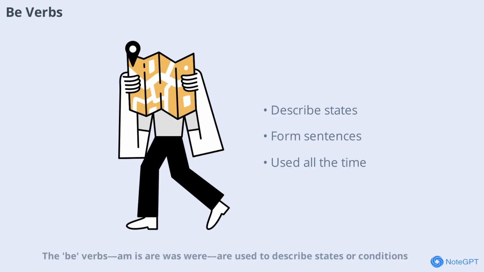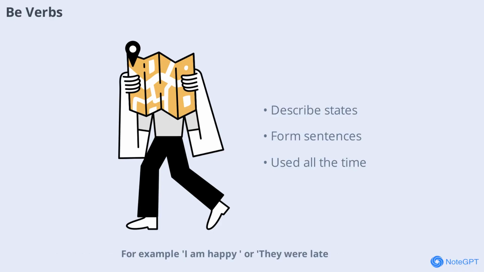The be verbs am, is, are, was, were are used to describe states or conditions. For example, I am happy, or they were late. These verbs are used all the time in English and are essential for forming sentences about who you are, how you feel, or what something is like.